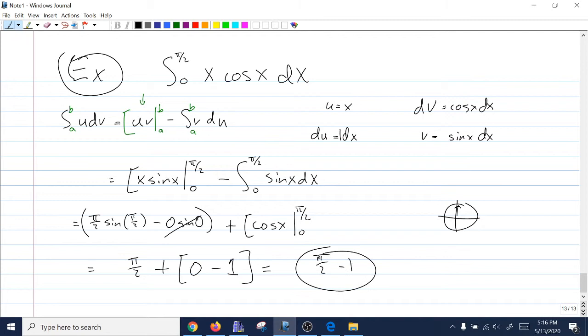That's what you do with bounds of integration when you're integrating by parts. Alright, let's do these trig tricks.